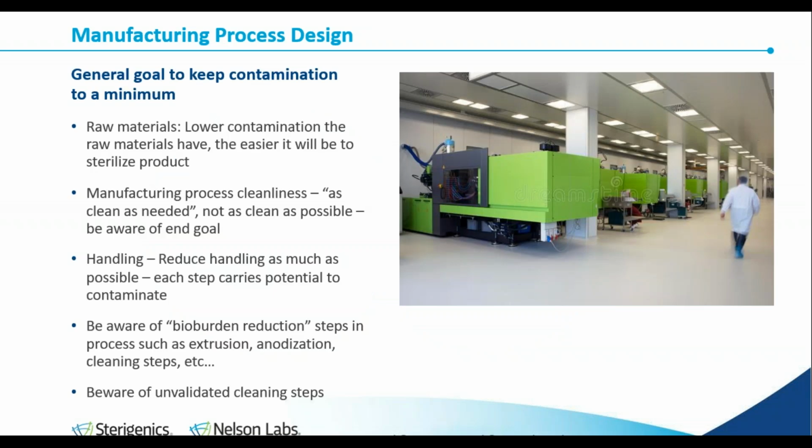So the general goal of manufacturing process design is to keep contamination to a minimum. It seems fairly obvious if we're going to try to sterilize product, but there are some considerations. While lower contamination of raw materials and a cleaner environment seemingly make things easier for sterilization, we have to keep in mind we're aiming here, assuming we're all running a business and not doing this purely altruistically. We have to keep in mind that the product needs to be as clean as it needs to be for the sterilization process chosen.